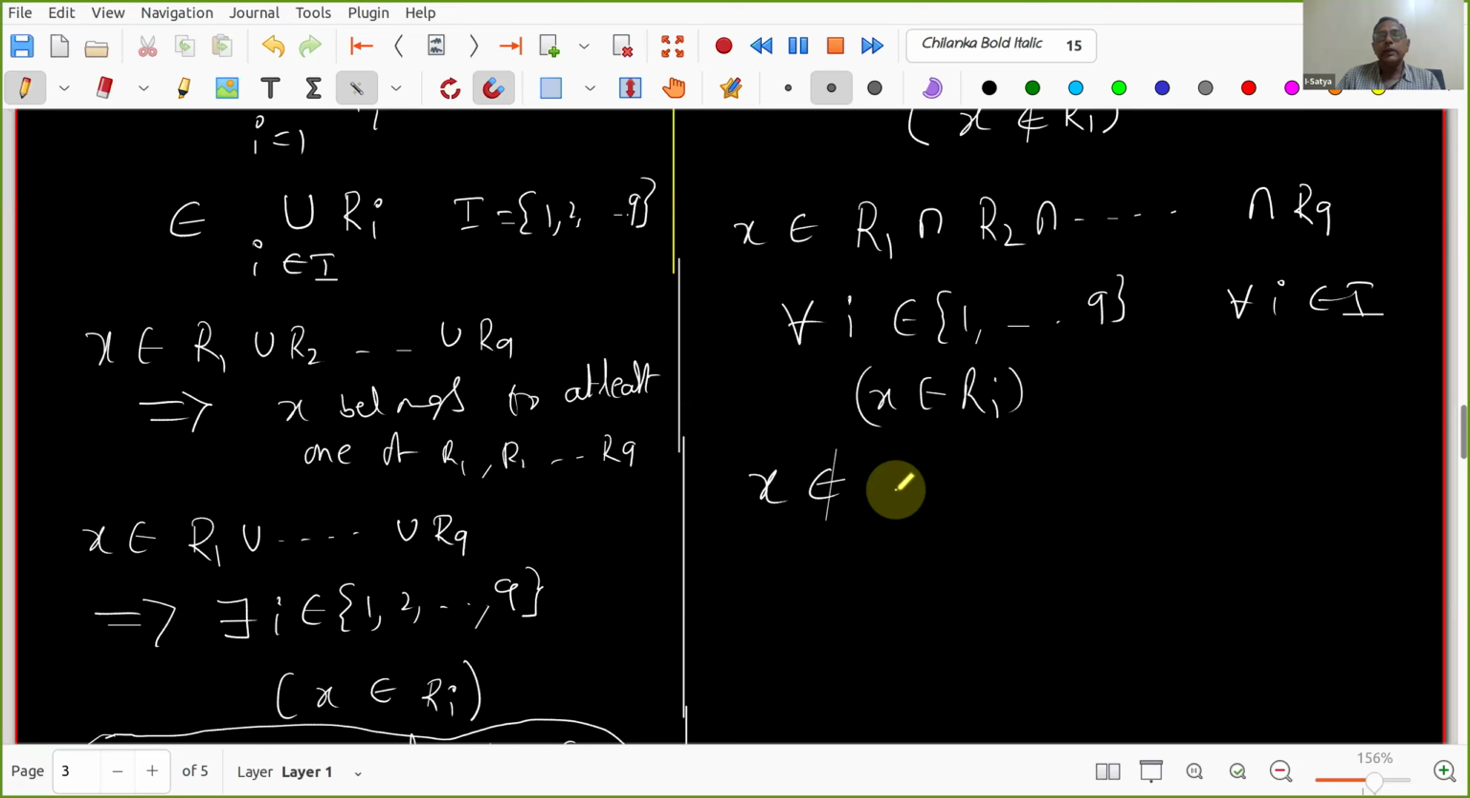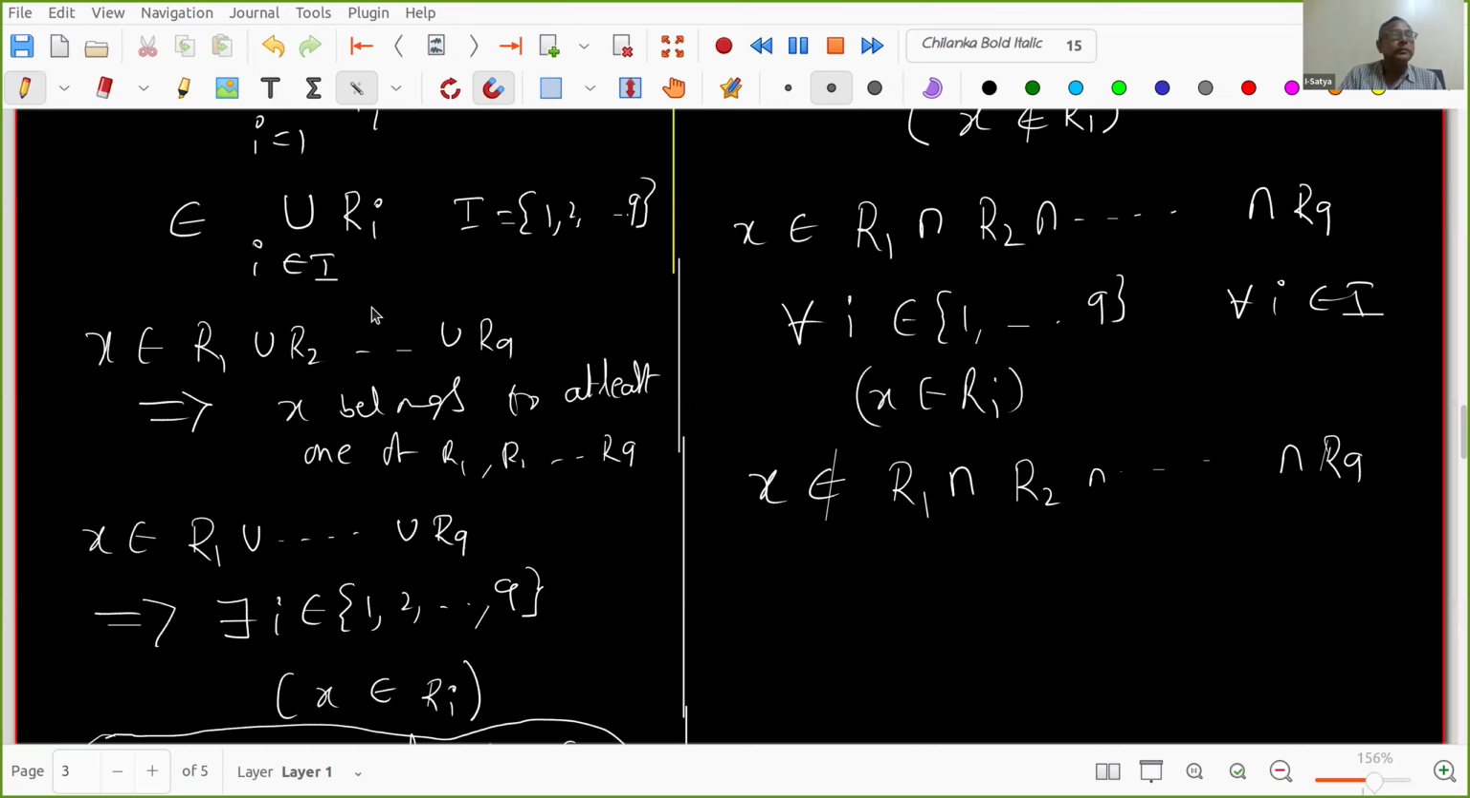Mentor, be ready. Tell me, what do you mean by X does not belong to R1 intersection and so on R9? It is not in the intersection. Meaning what? Think about two sets only. X does not belong to A intersection B. What does that mean? When will it be not in the intersection, right? This is not easy. That's what Gurmeet asked. She is very much correct.